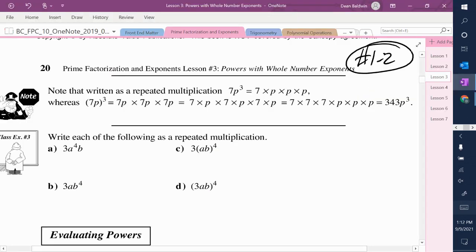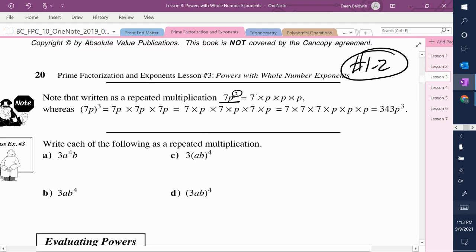Okay. So if you have 7p cubed, this right here, the only thing with the 3 on it is the p, right? That makes sense? The 7 doesn't have a 3 on it, right? This exponent is only attached to the p. Okay, so it means 7 times, and then there's 3 p's. If you write it in brackets, like this, it means the 7 is attached to the 3 as well, because it means 7p times 7p times 7p.